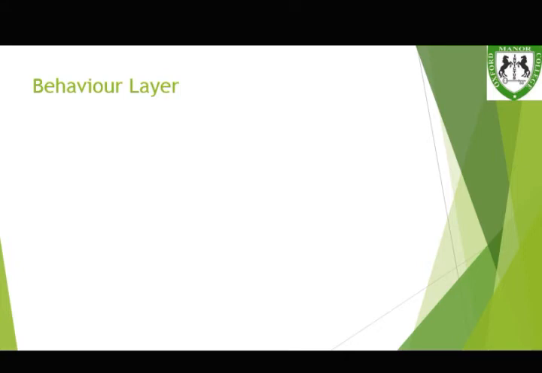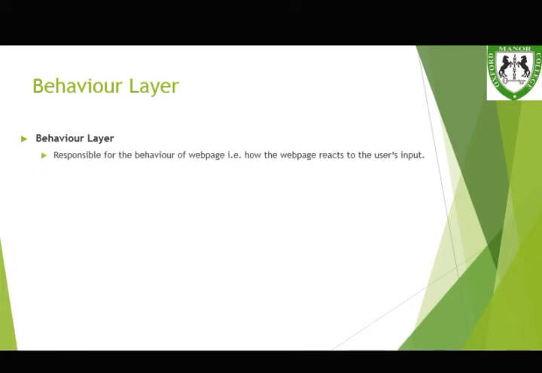Okay, so the next one I'm going to talk about is the behavior layer. The behavior layer is responsible for the behavior of the web page. That is, how does the web page react to the user's input when the user clicks a button or when the user is trying to pay with their credit card? How does the system react to it? If the user clicks a video, what happens, or clicks a button to play a video, or tries to download a file, how does the web page react to the user? Okay, so this is what the behavior layer does.